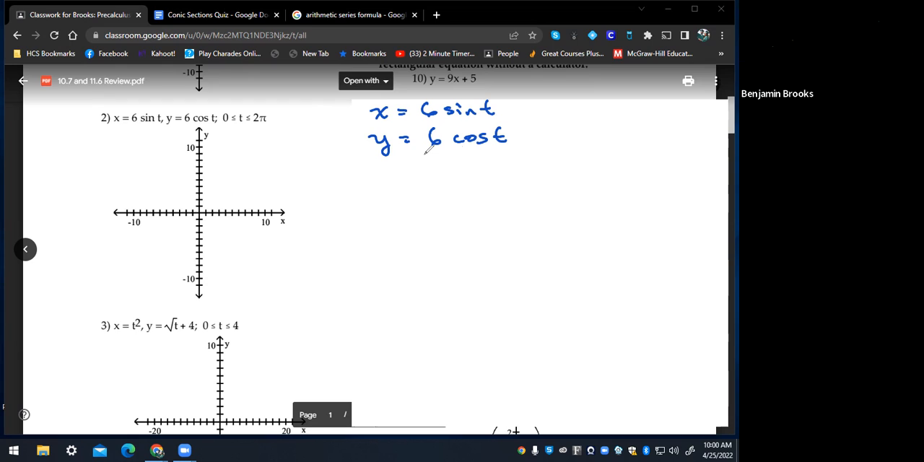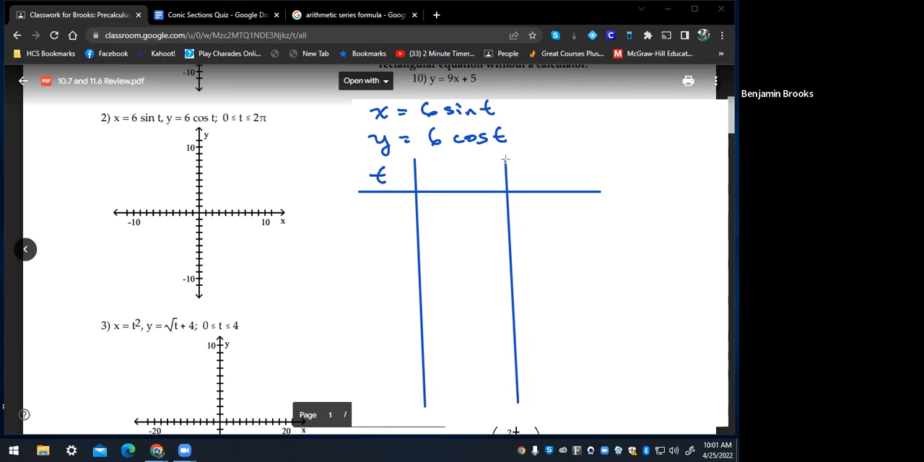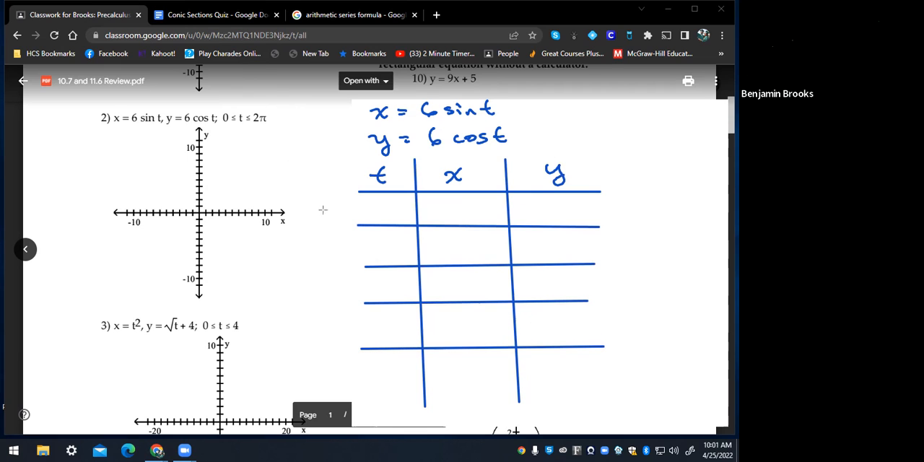Now, just looking at this, can anybody guess what shape it'll probably end up being? Absolutely. For this one, since we have sine and cosine, what do you think some good t values would be? So we're still going to create our table with t, x, y, and then go through the whole gamut. We'll start with 0, then pi over 2, then pi, then 3 pi over 2, which should be good enough.